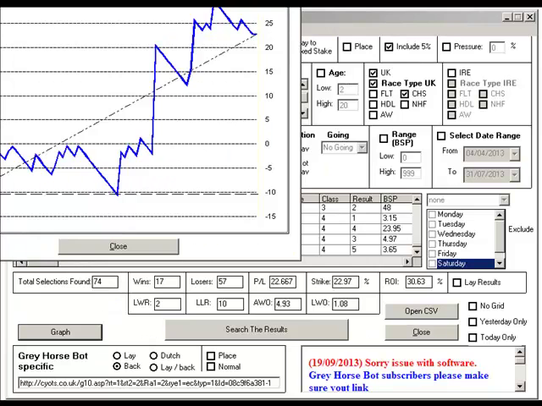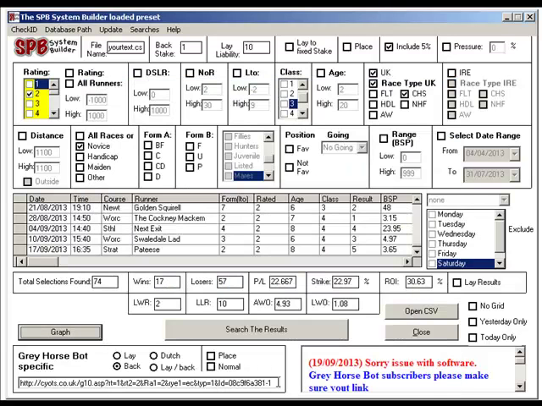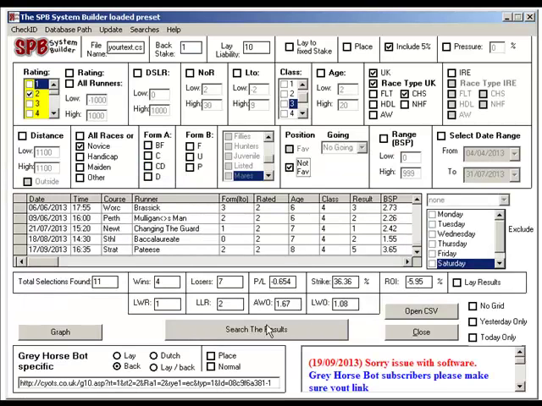Second rated, show a profit of 20 points over the winter season. Again, there's 74 selections. We could try the favourite again, or we could try if they're not favourite. So it gives us a little bit more if they're not favourite.